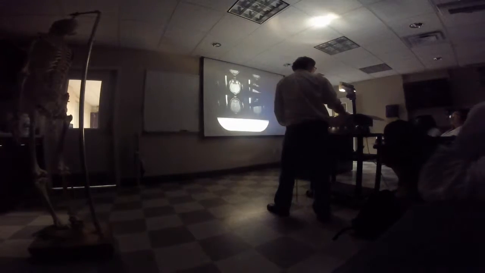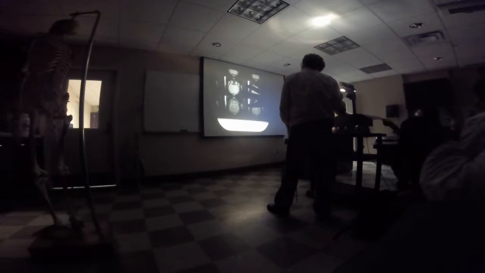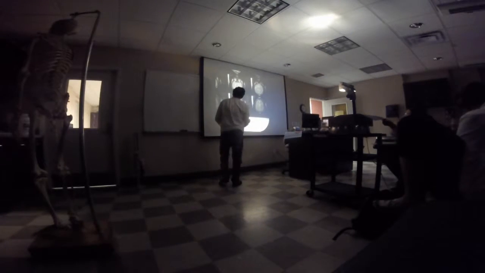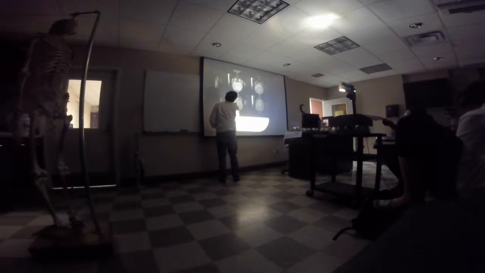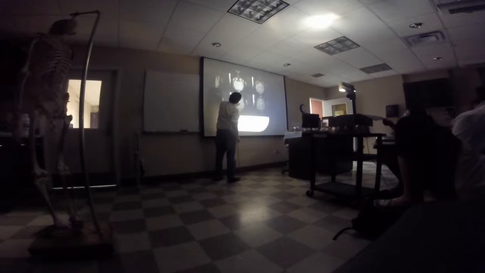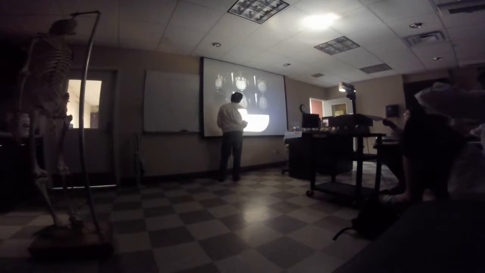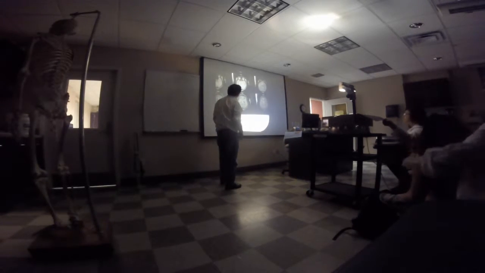If you look really closely here, this is the internal capsule. This would be the thalamus. This would be the caudate nucleus here and here, anterior to the thalamus. And lateral to the internal capsule here is going to be other parts of the basal nuclei.